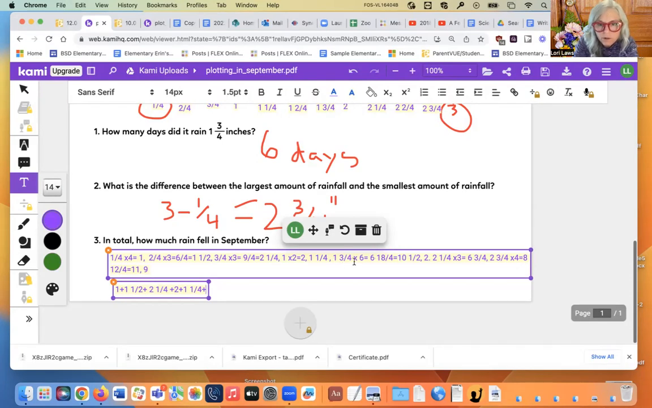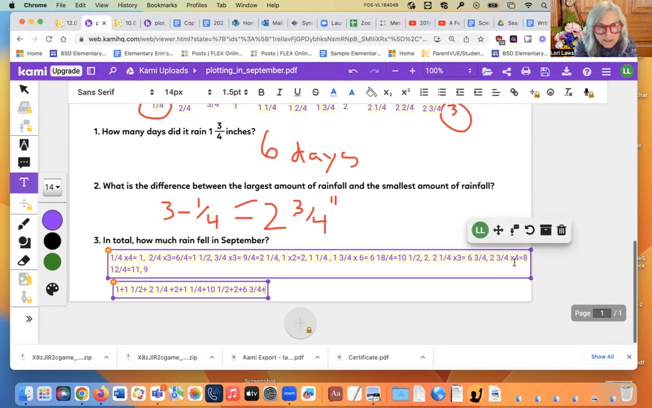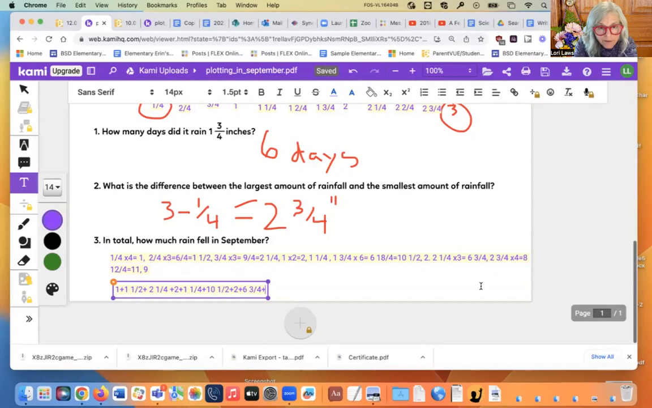Plus 1 3/4 times 6 was 10. Oh, and a half. 10 1/2. Plus 2. That one was just all by itself. Oops. Plus 2 1/4 times 3, which was 6 3/4. Plus 2 3/4 times 4 was 8 12/4, which was 11. 11 plus 9. Now I have to add it all up.